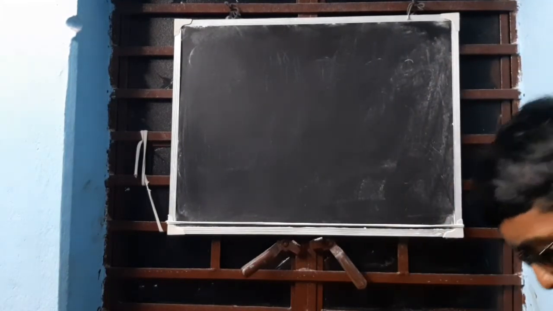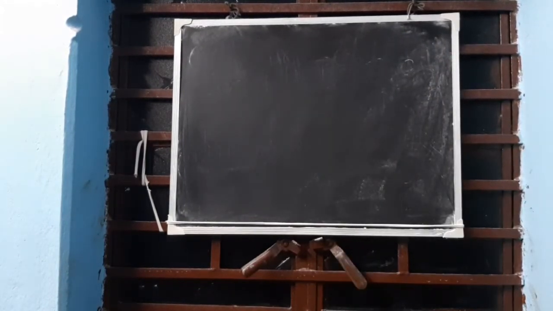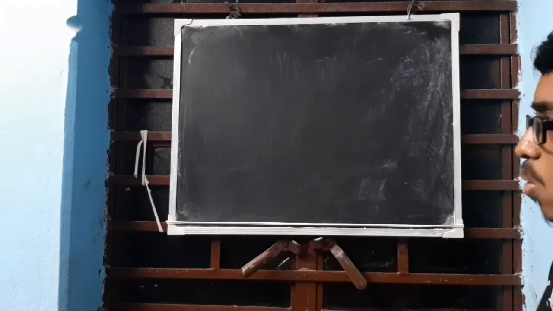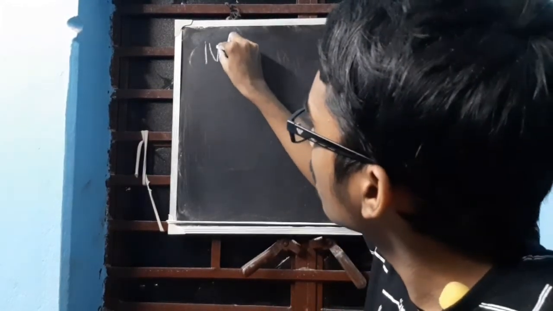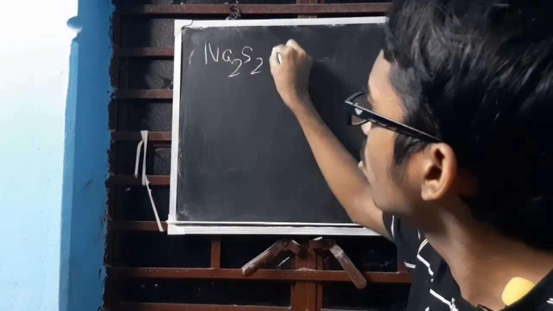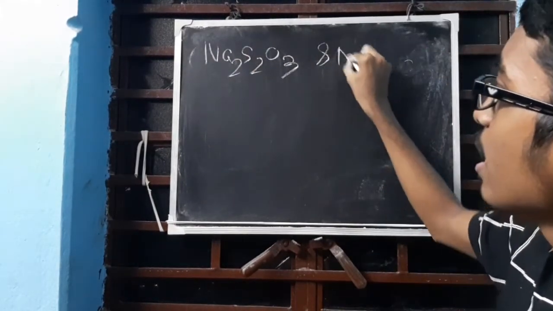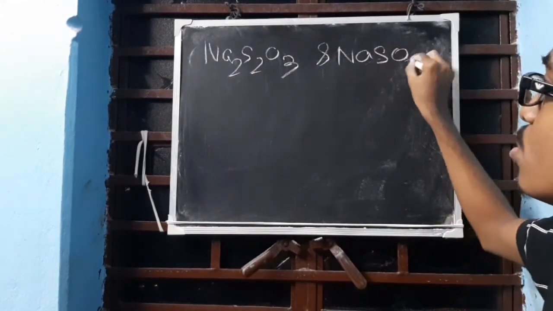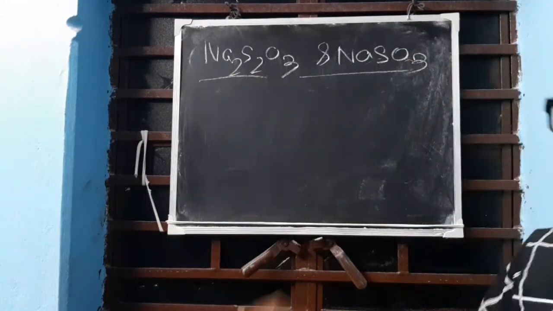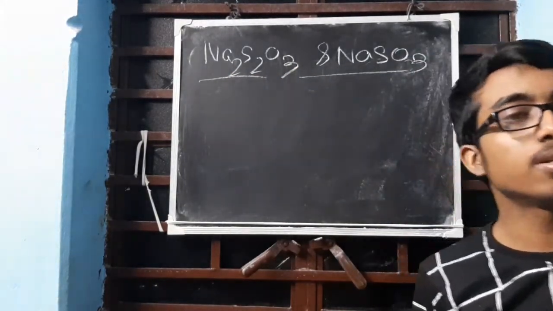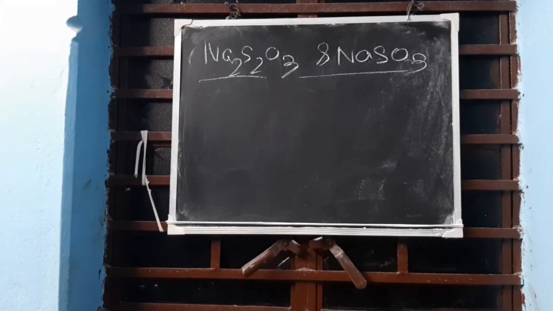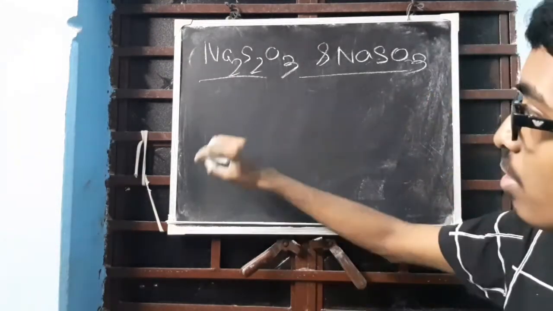One question that is very common from here is a distinguish question. One very important question is Na2S2O3 and Na2SO3. How will you distinguish between these two? The reagent is obviously HCl, so you have to use HCl.